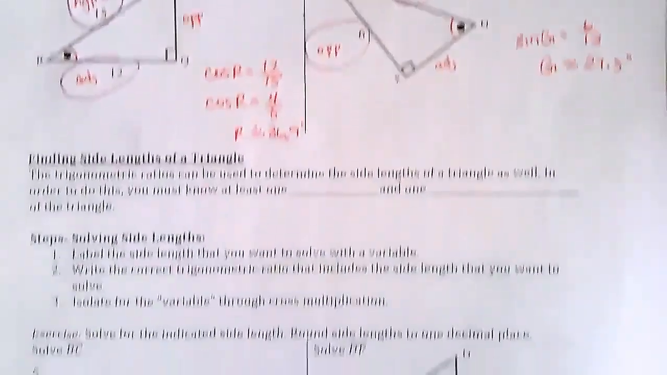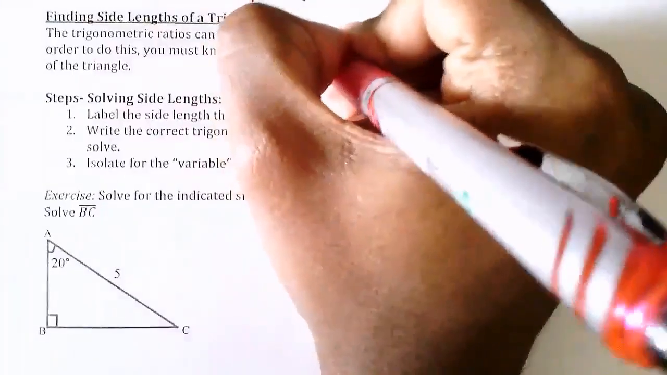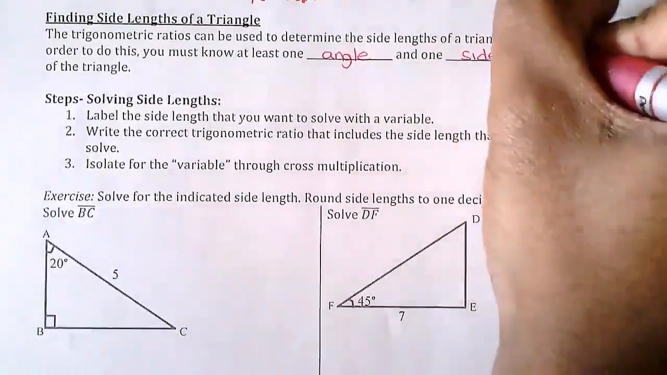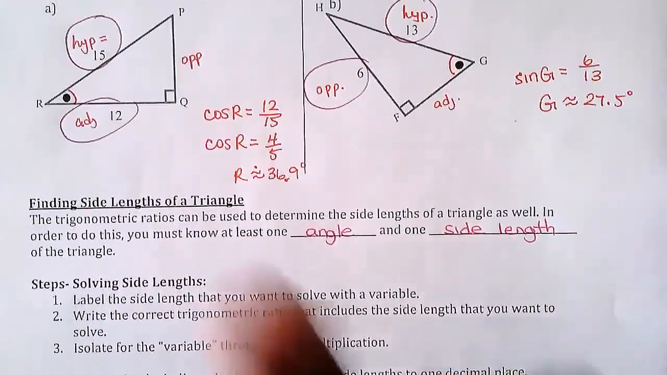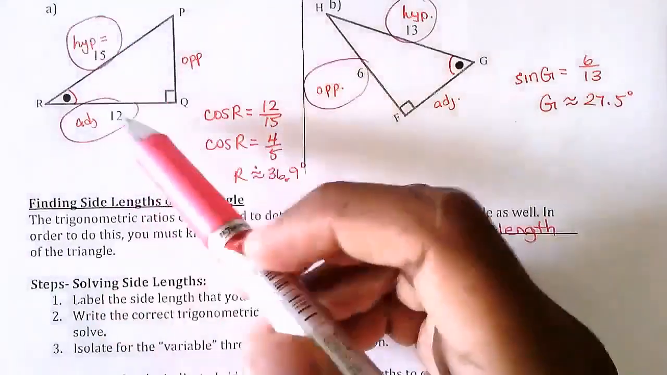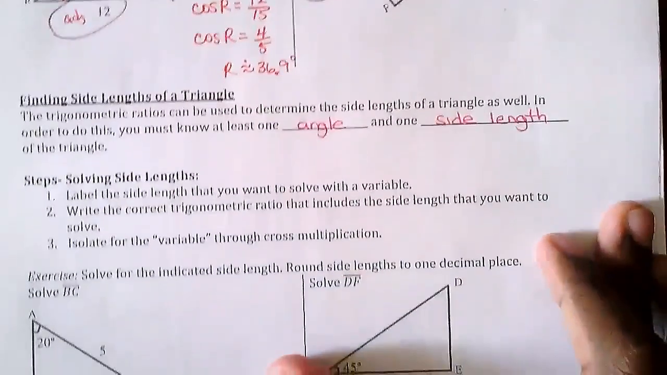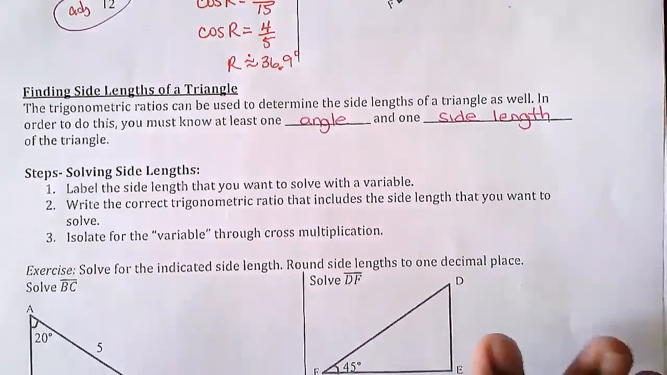What we're going to do in today's lesson is find the side lengths of a triangle. The trigonometric ratios can be used to determine the side lengths of a triangle as well. In order to do this, you must know at least one angle and one side length of the triangle. As you can compare, in these questions, to solve for an angle, we needed two side lengths to create a ratio, then we can solve for the angle. If we're trying to solve for a side length, we need at least one angle and one side length.